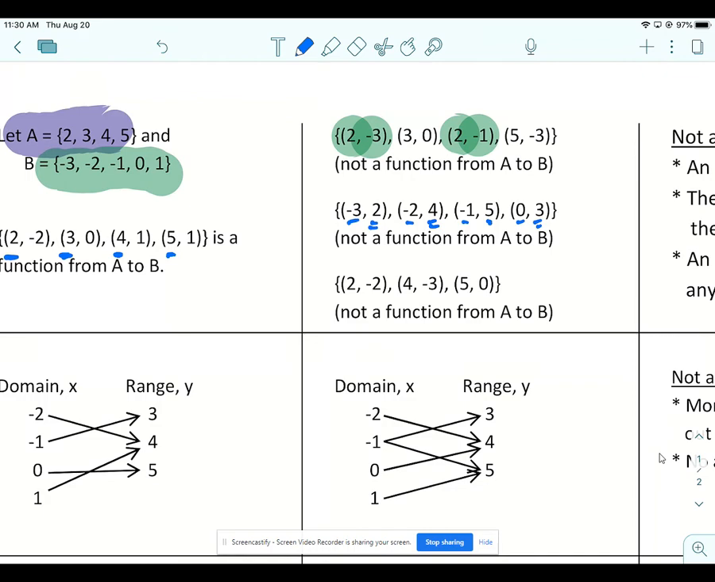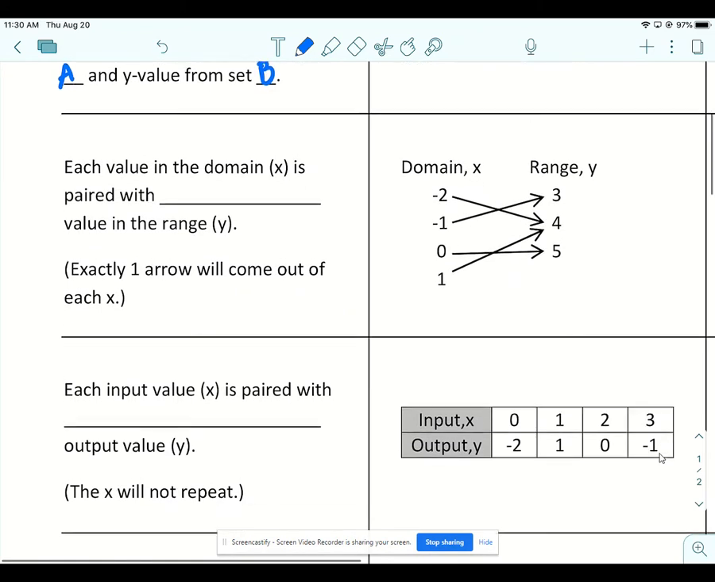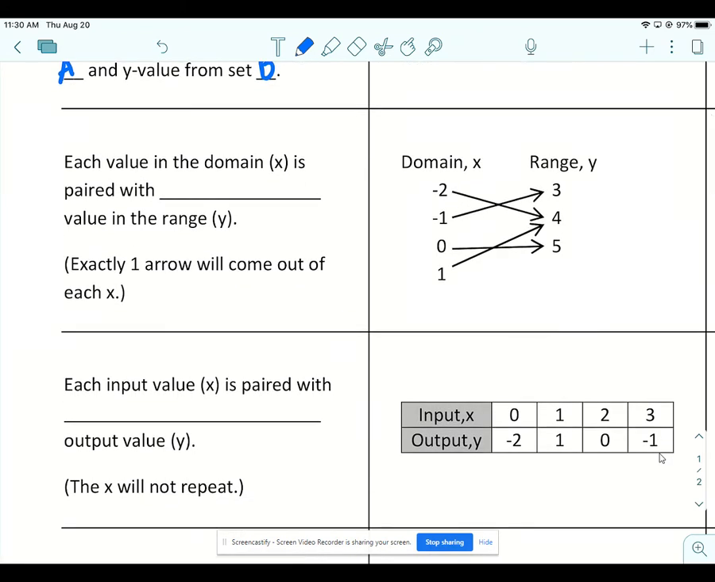So that might be kind of new to you guys. I think the rest of it is going to seem familiar. All right, so this next example is a mapping. For a mapping to be a function, each value in the domain, which is x, is paired with exactly one value in the range, which is y. So in a mapping, exactly one arrow will come out of each x. So this is a function.